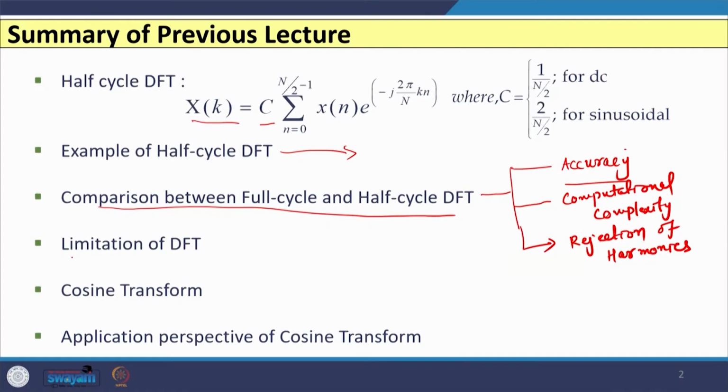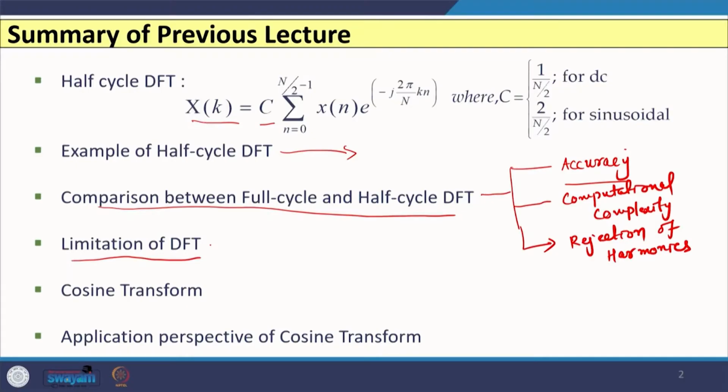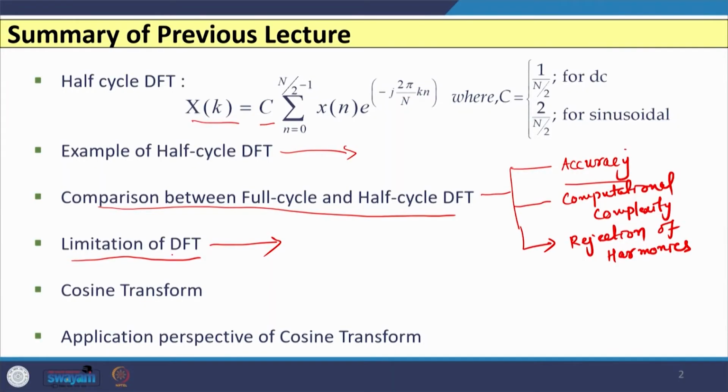After that we have discussed the limitation of DFT, whether full cycle or half cycle, and we have discussed that if a decaying DC component is involved in the acquired signal, and this is the case when a fault occurs. So, when we acquire the samples from a fault current signal, then the decaying DC component is present. In that case the DFT is not capable of accurately estimating the phasor values.